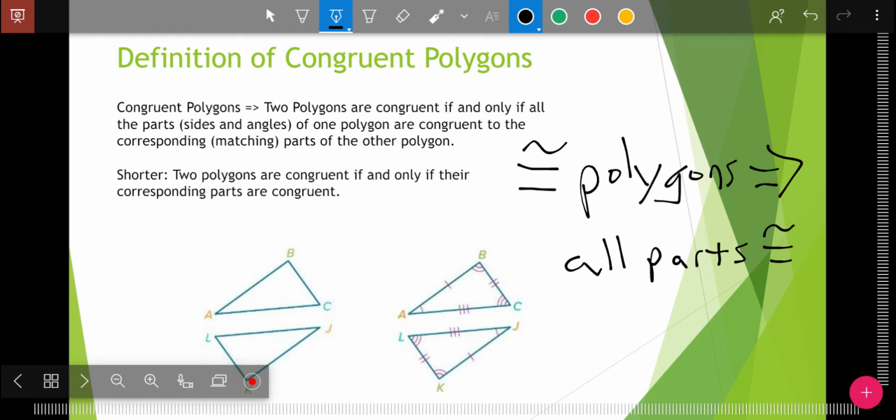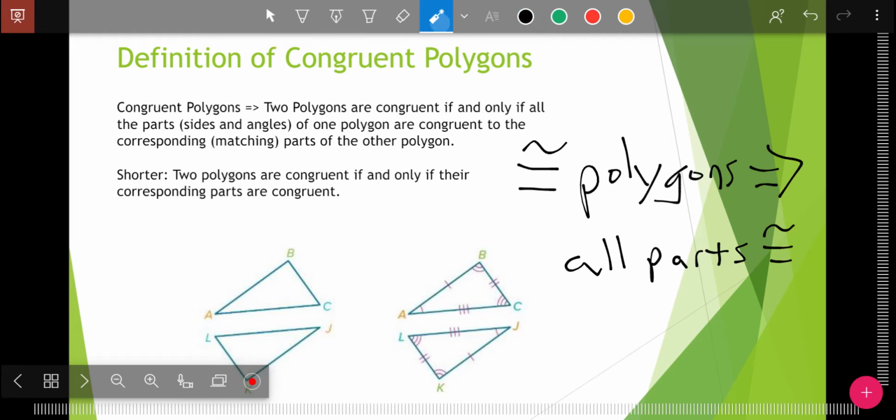And so that means, what are the parts of a polygon? You know, I have arms and legs and a head and eyes and a nose. What does a polygon have? A polygon has sides and angles. So all of the sides and angles of one polygon match the other.